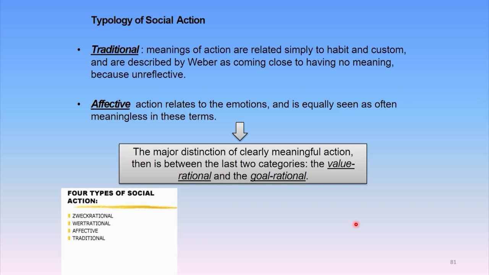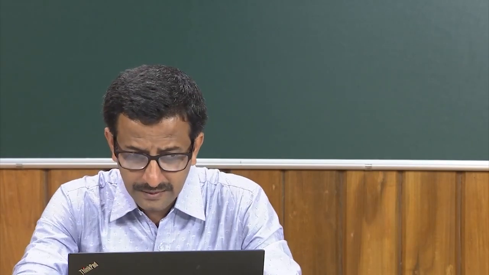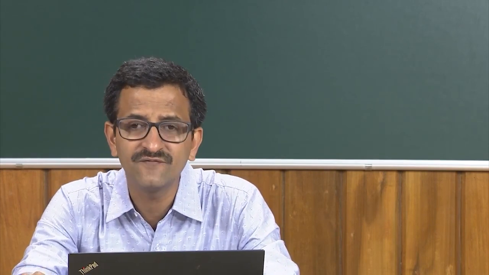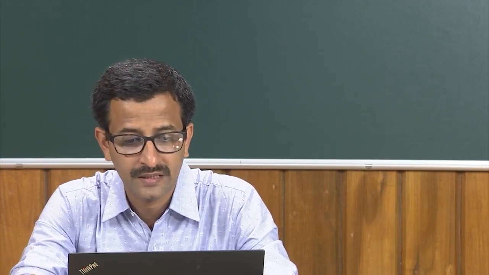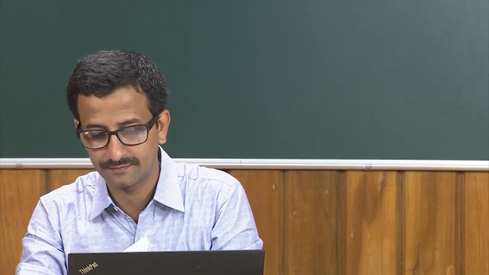Then secondly, affective or emotive social action relates to the emotions and is equally seen as often meaningless in these terms. I mean, affective or emotive social action, which is based on affection, emotion, becomes unreflective in nature and hence loses its meaning. It becomes meaningless for Weber. The major distinction of clearly meaningful action then is between the last two categories, the value rational and the goal rational.